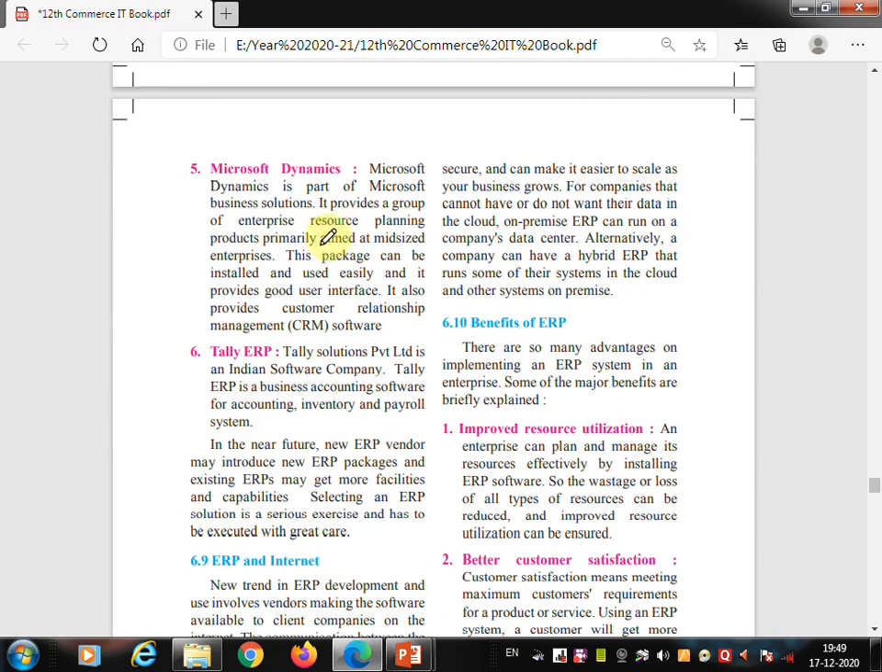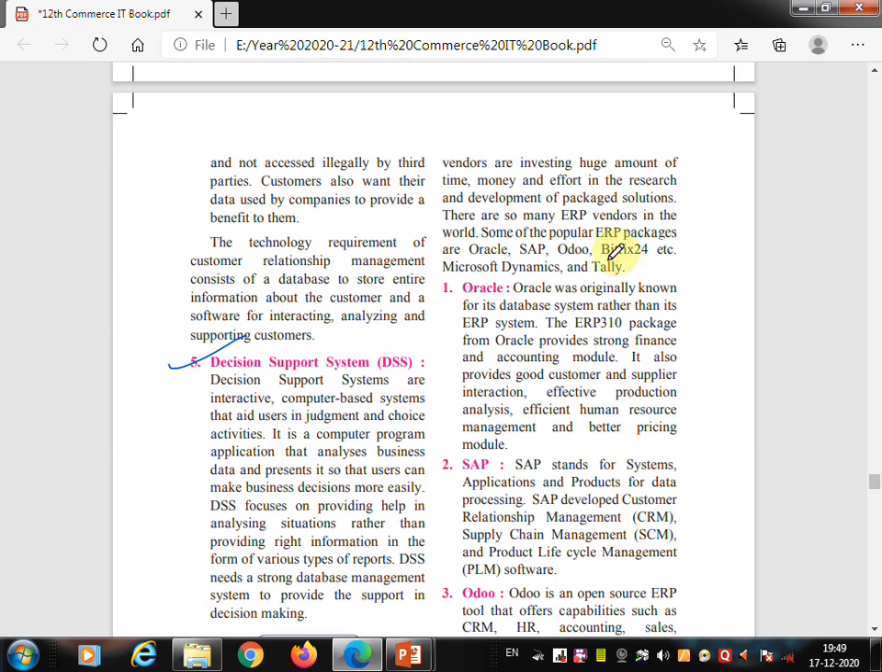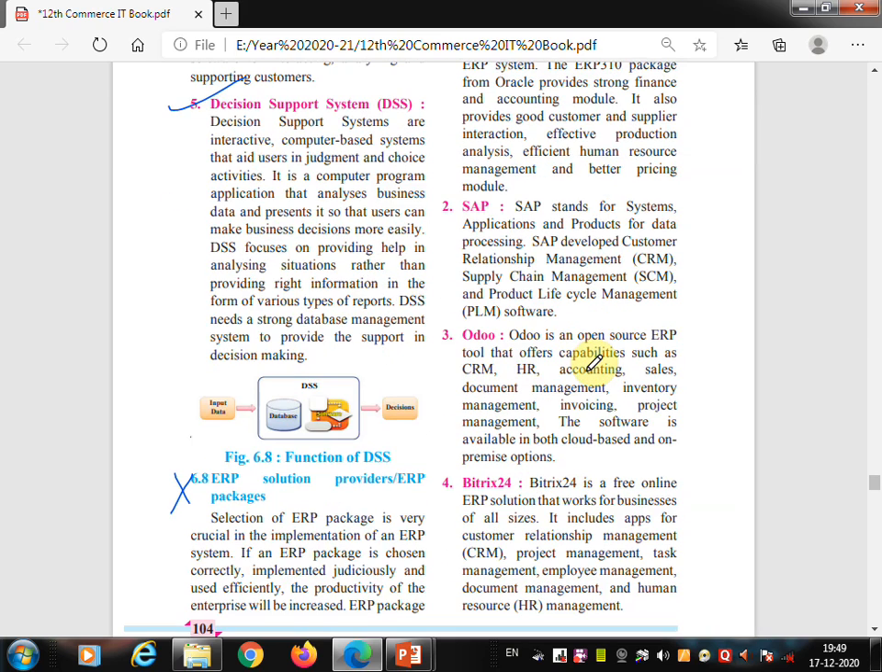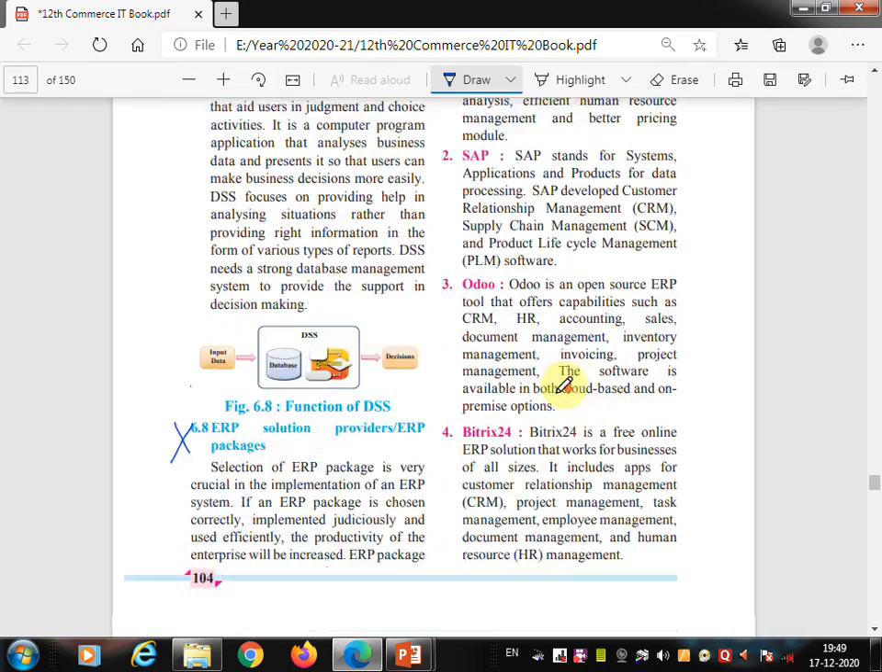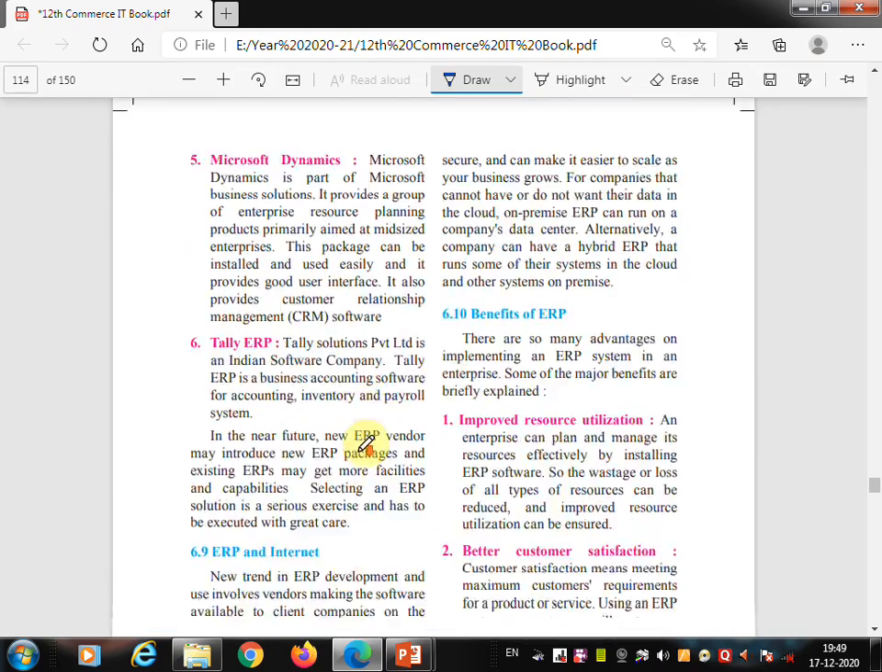So these are the different packages that come in the ERP solutions provider or ERP packages, and this unit is kept for you for self learning, and it is not there for the exam. That's why it is called non evaluating. No question will be asked on these units. Okay, so this you are going to read from the book.